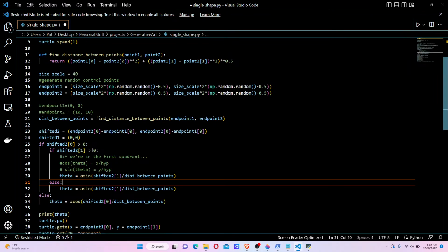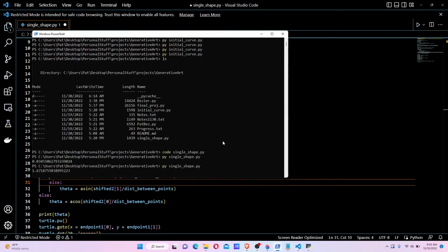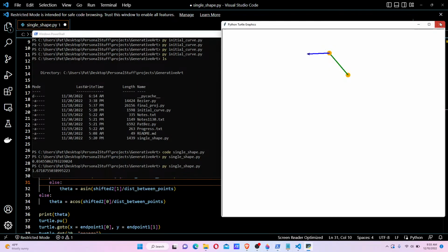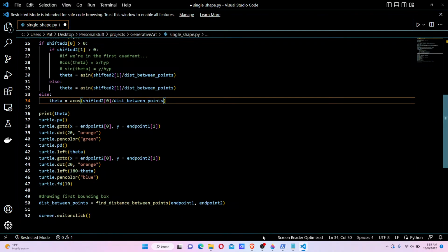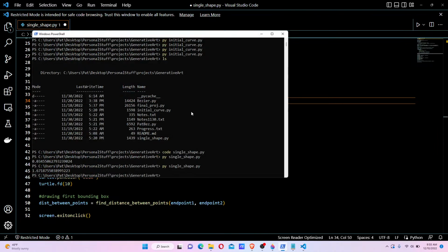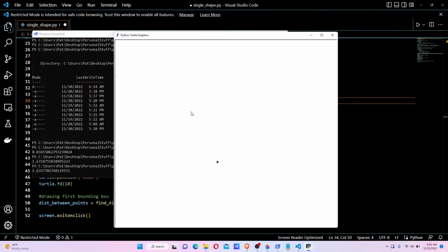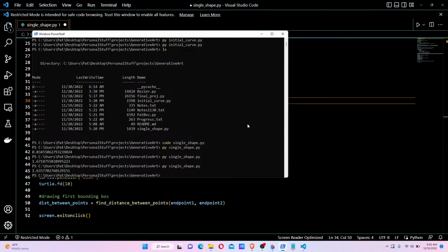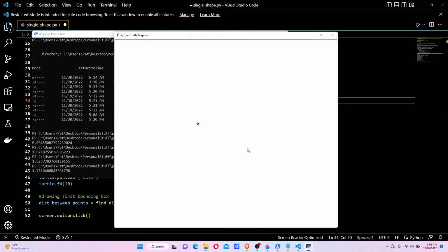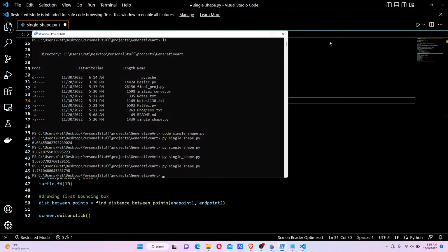Otherwise means if y is negative. I did this before. So let's see. Well, it prints theta. Oh, so that's theta. So it turns 1.67. I don't know. Let me watch that again. See what it does. Okay, so dot, draw, dot. And then it turns just over 180 degrees. The turtle is always pointing directly to the right.